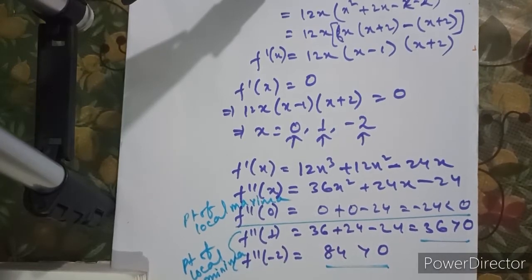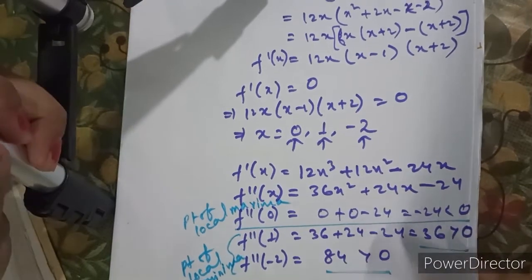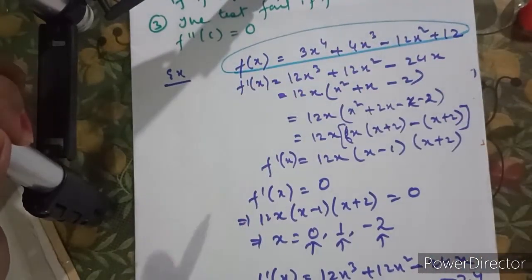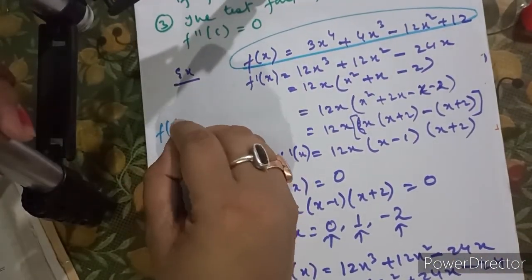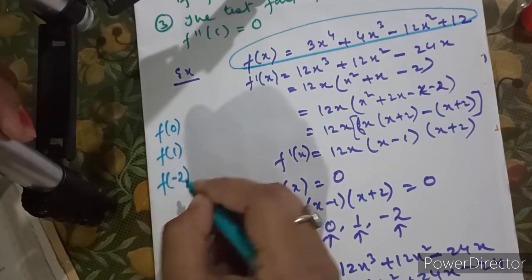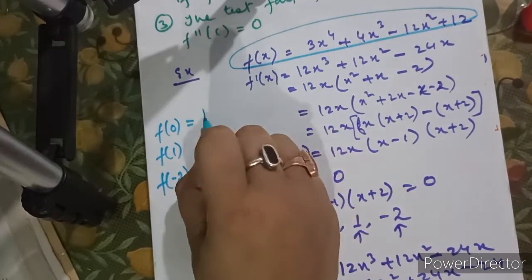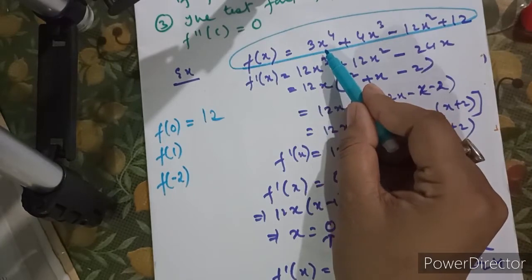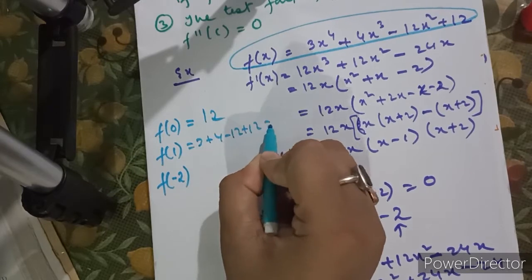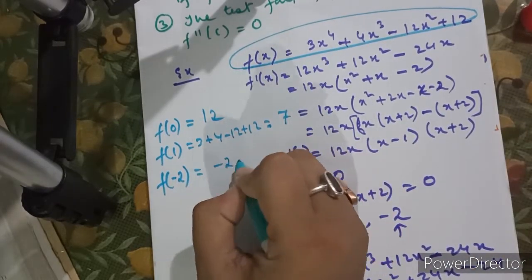But to find the actual value of maxima and minima, you have to go back to the original function. That means you have to find f of 0, f of 1 and f of minus 2. So f of 0, you will get 12. f of 1, 3 plus 4 minus 12 plus 12, you will get 7. And f of minus 2, you will get minus 20.